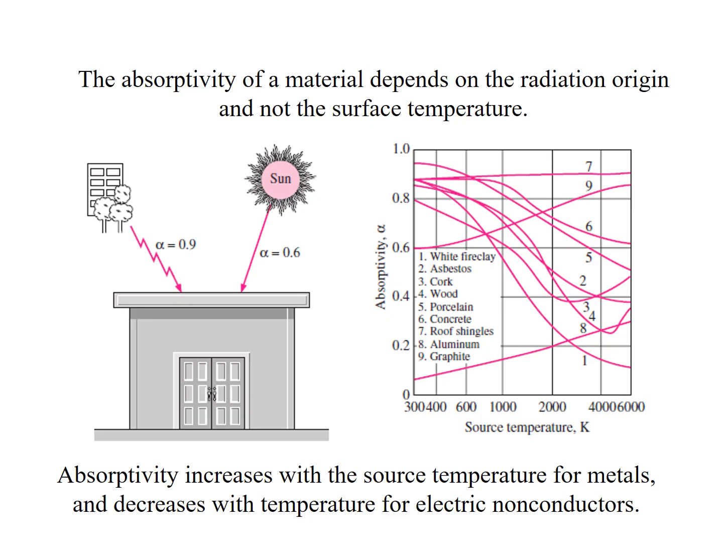Electric non-conductors, like the roof of your house: the higher the temperature of the source of radiation, the lower the absorptivity becomes. That is why, for the example here, the roof of your house, because it's an electric non-conductor, is actually absorbing more of the irradiation from the lower temperature trees and buildings outside than it is absorbing of the radiation from the sun, which is at higher temperature.